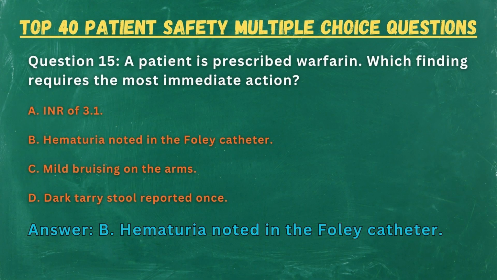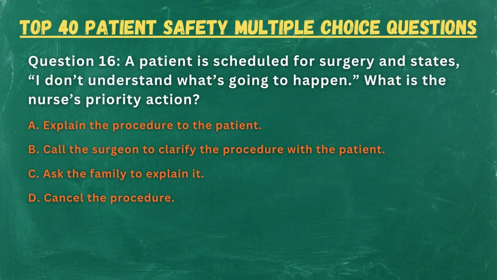Answer: B. Hematuria noted in the Foley catheter. Question 16. A patient is scheduled for surgery and states, "I don't understand what's going to happen." What is the nurse's priority action? A. Explain the procedure to the patient. B. Call the surgeon to clarify the procedure with the patient. C. Ask the family to explain it. D. Cancel the procedure.